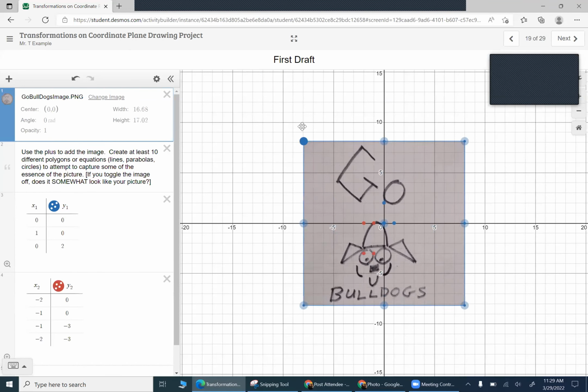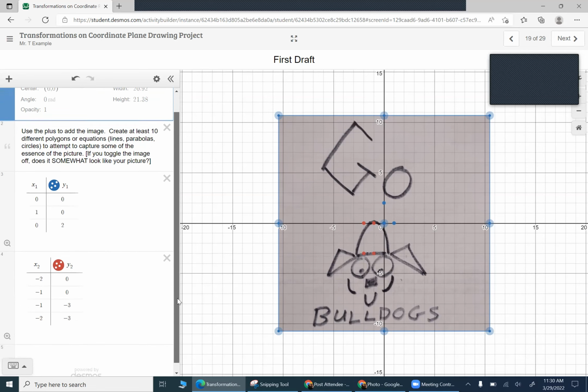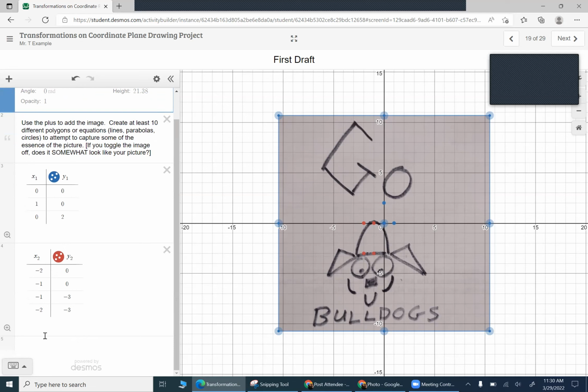I'm going to make it a little bit bigger. So the idea here is I want to try to kind of capture the image. I'm going to do a few pieces of it, and then your second draft might be to finish it. Notice I've already got a triangle and a rectangle here. And I'm going to try to make the rectangle work, because he's got a rectangle for a nose.